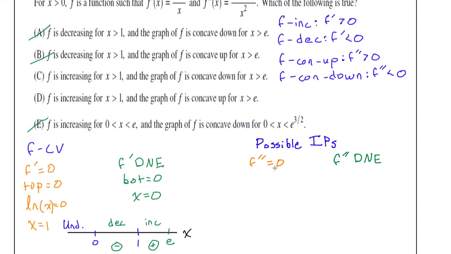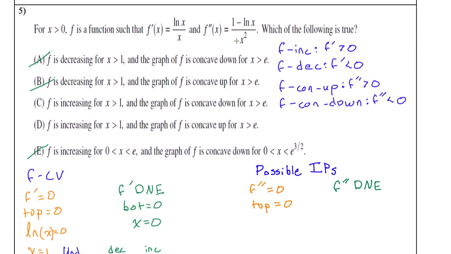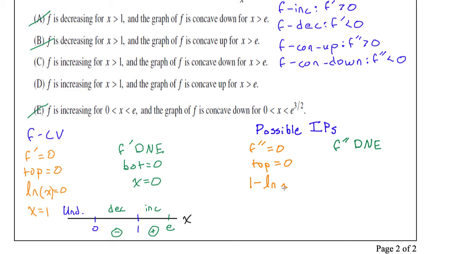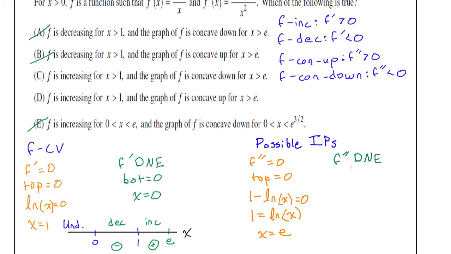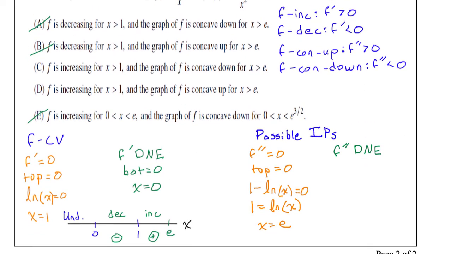Very similarly, f double prime is equal to 0. That's where the top of the second derivative is equal to 0, which means I'm going to come up here, 1 minus natural log of x is going to be set equal to 0. When I add natural log of x to both sides, I get 1 is equal to the natural log of x. And what equals 1 for natural log of x? Natural log of e will give you 1, so x is equal to e. And we don't even need to worry about the second derivative not existing, because the bottom, x squared, equal to 0 means x is equal to 0. But we don't care about that because all of this is only asking about e.